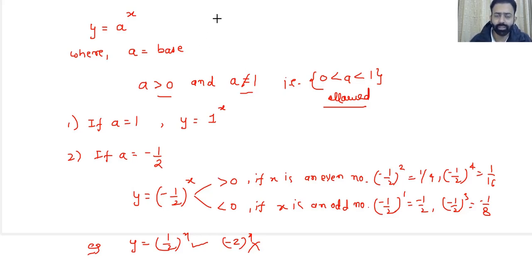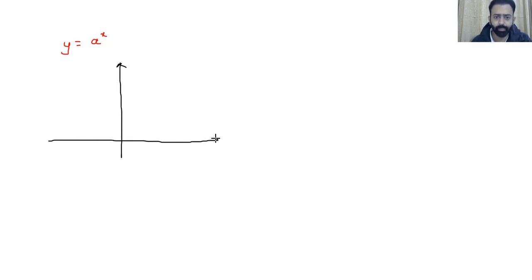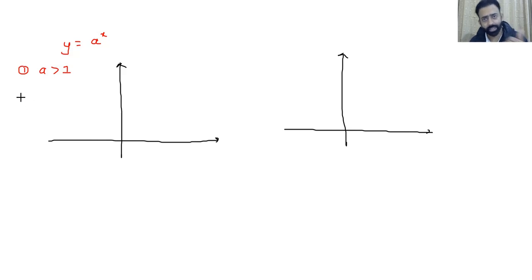Now, let us analyze the graph of these functions. If you have y is equal to a raised to power x, there will be two types of graphs depending upon the base a. This is case 1, if a is greater than 1. Now that condition is with us, that you cannot take a as negative or a as 1. So we are taking a greater than 1.